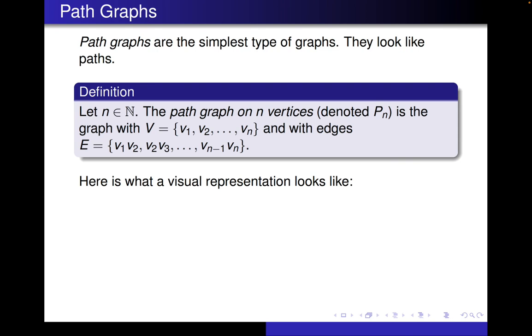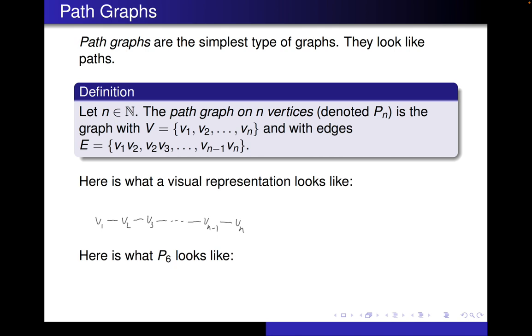And here's what a visual representation looks like. Again, they don't have to be v sub number, but here's what a general one looks like. You can see v1 is connected to v2, v2 to v3, all the way to vn minus 1 connected to vn. And you can see visually it looks exactly like a path did back in our previous video.